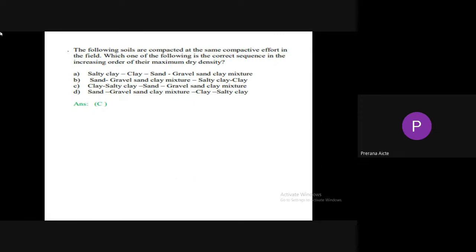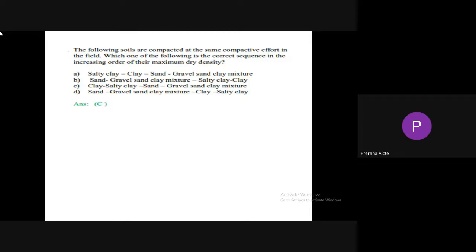The following soils are compared with the same compaction effort in the field. Which one of the following is the correct sequence in the increasing order of their maximum density? Increasing order means that as the size of the particle increases, maximum density increases. I have already shown this with the figure. As the size of the soil increases, maximum density increases.